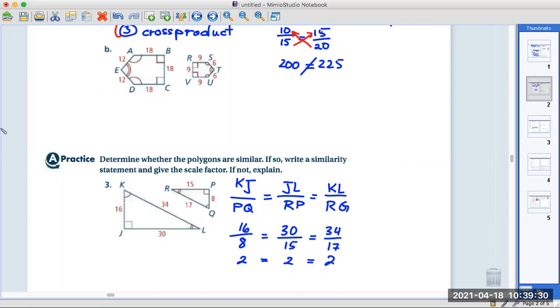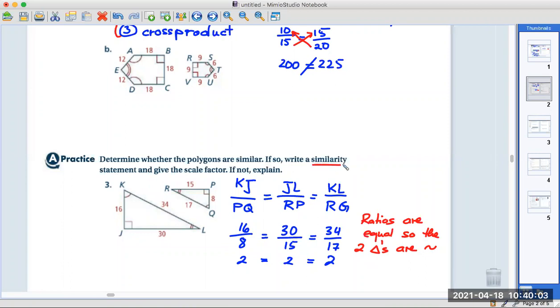So my conclusion is ratios are equal. Each fraction has the same value. So the 2 triangles are similar. So I'm using symbols to shorten it, but now it says, if so, write a similarity statement.